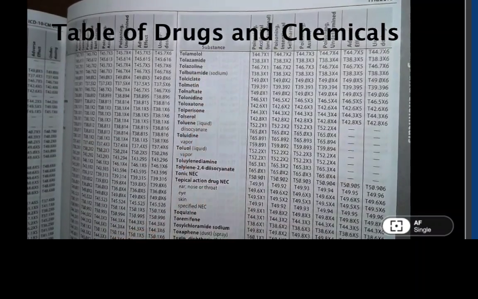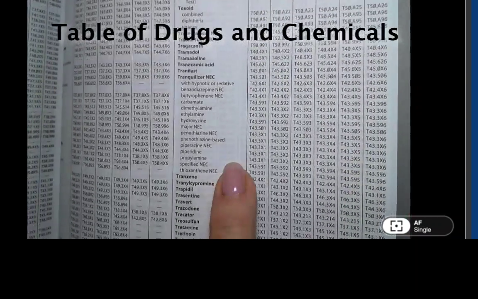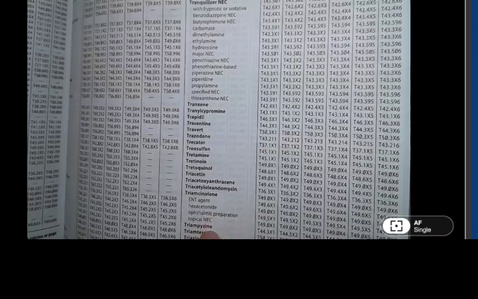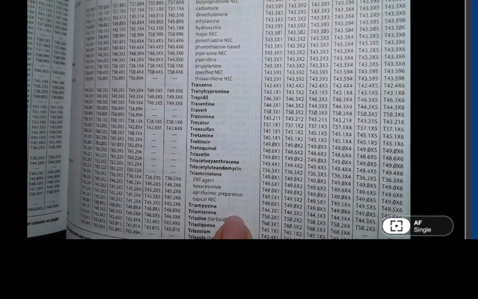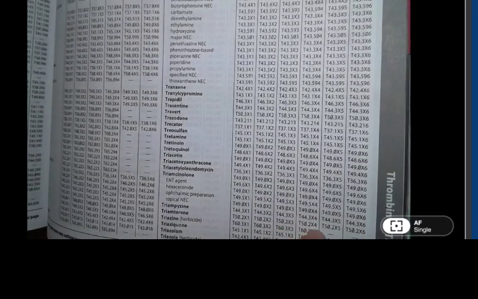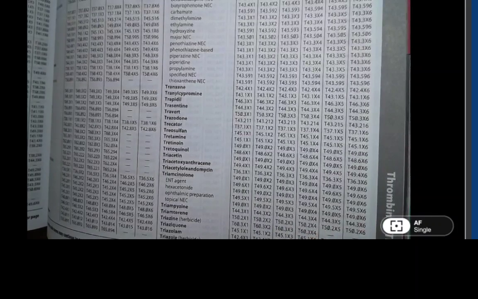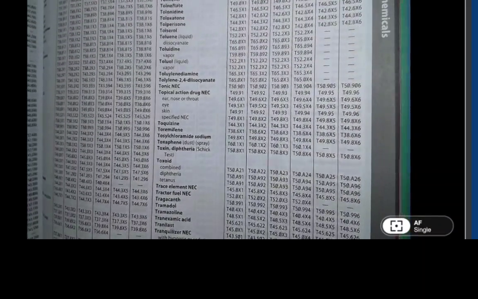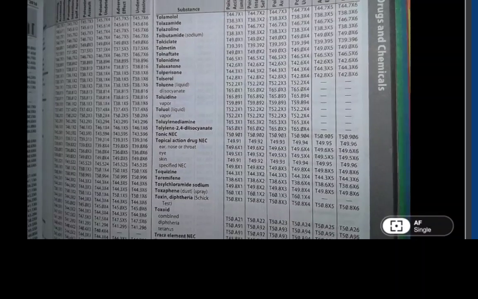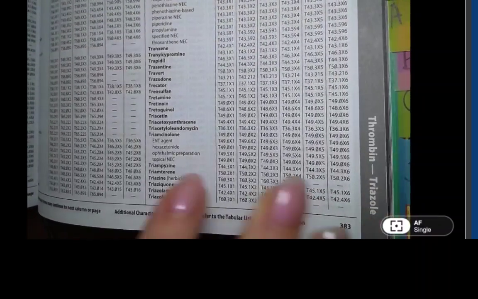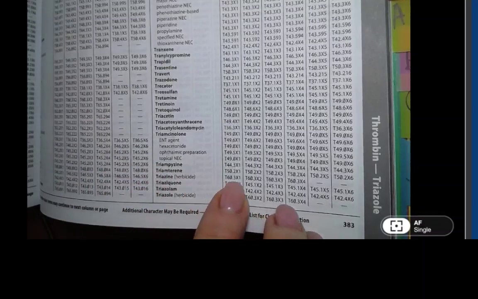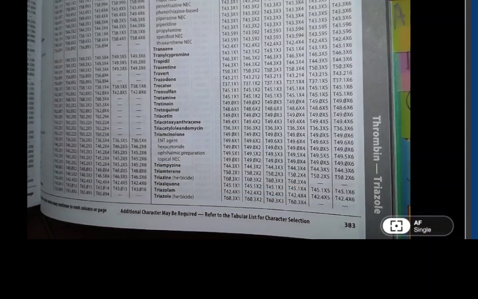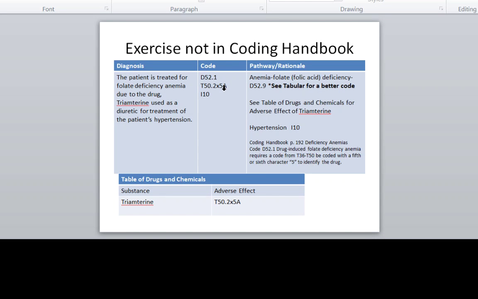So we are in the table of drugs and chemicals looking for triamterene, and here it is, and we want the adverse effects, and here we go. I believe it's that column. Let's just double check ourselves. Yep, the next to last column is adverse effects. So triamterene, T50.2x5, and then the 7th character is our initial encounter. And hypertension is as simple as I10.